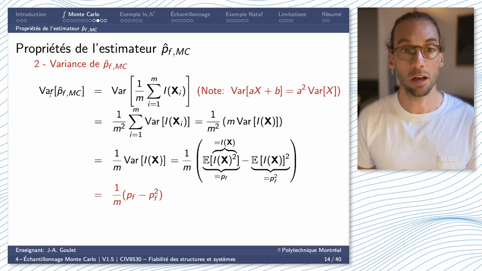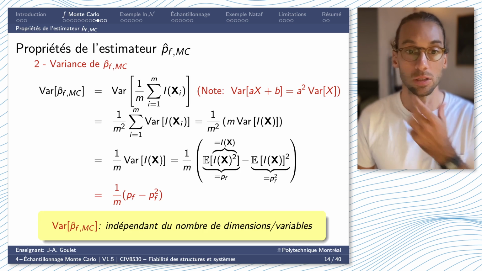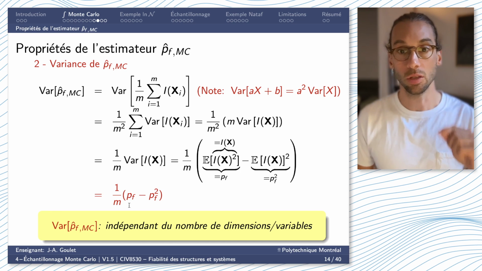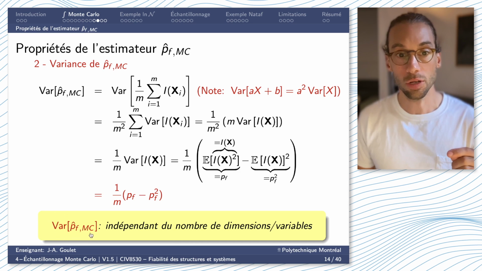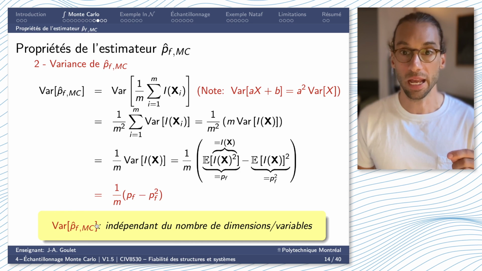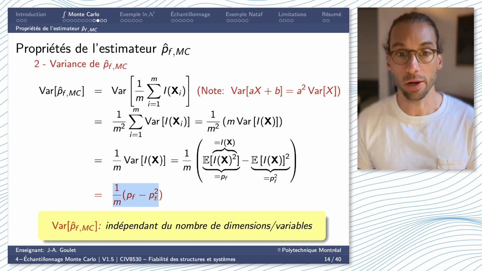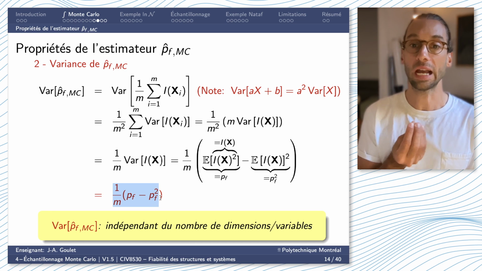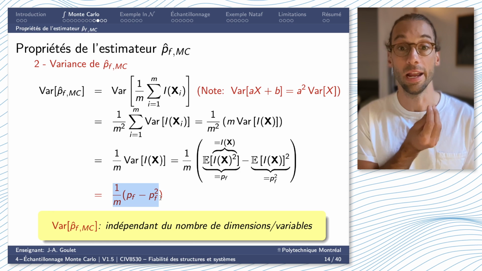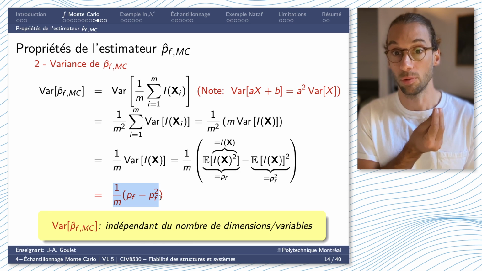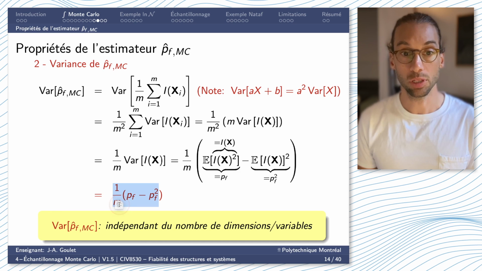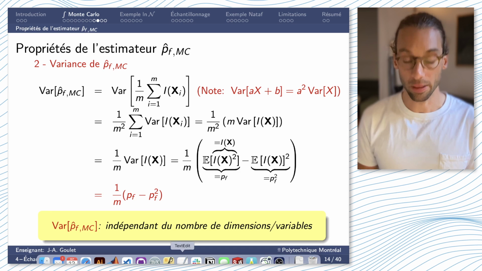So the variance of my estimator is 1 over the number of samples taken, times the probability of failure that I want to estimate, minus the probability of failure squared. And what is interesting to note here is that the uncertainty, as quantified by the variance of my estimator, is independent of the number of dimensions. Okay, so the number of dimensions in X appears nowhere in here. So the only factors that are going to affect the uncertainty on my estimator for calculating my probability of failure are m, the number of samples, and the probability of failure I'm trying to evaluate.